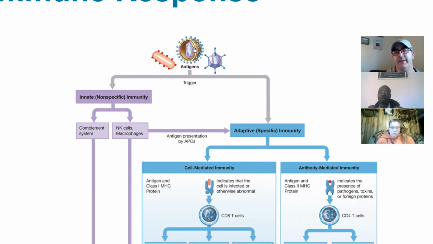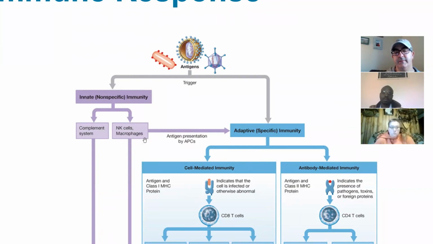No matter what that pathogen is, it has a marker on the outside, and that marker is called an antigen, right? So these red circles or these blue circles are antigens. Those antigens are going to be what trigger the immune response. Now, non-specific immunity we talked about, right? Complement, natural killer cells, macrophages. They're not looking for any particular antigens.